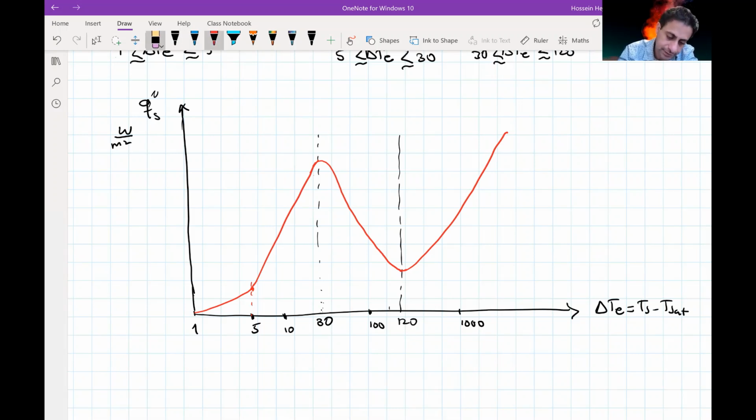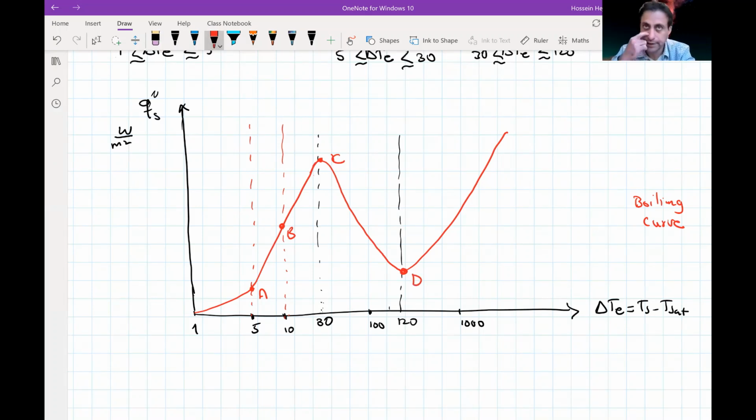I'm just going to put it here. We call it the boiling curve, and there are various points that we distinguish here. So let's say this is point A, point B, C. No, actually there is another one. Yeah, this is 10. So this is B, C, and then D. Let's label that by this point.